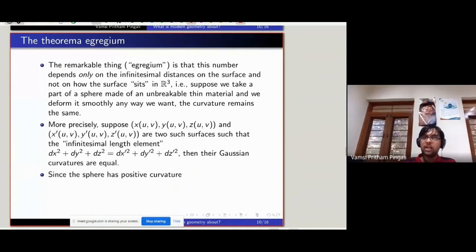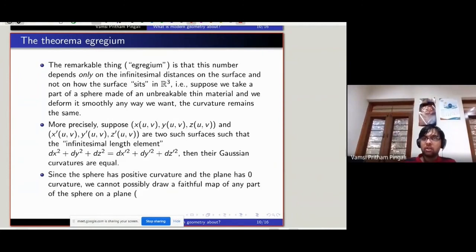Since the sphere has positive curvature, namely 1 over r squared, and the plane has zero curvature, we cannot draw a faithful map of any part of the sphere on the plane. This is what I was referring to. You cannot draw a map of any part of the earth on a piece of paper to scale. Google Maps is not to scale, by the way. That is, any way to wrap a paper around a sphere causes distortions.